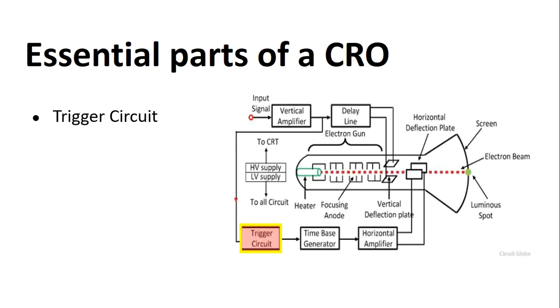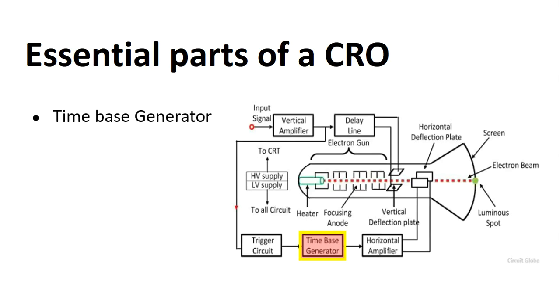Next, we have a trigger circuit. The trigger circuit produces a triggering signal or triggering pulse in order to synchronize both horizontal and vertical deflections of the electron beam. Next, we have a time-base generator. The time-base generator produces a sawtooth signal which is useful for horizontal deflection of the electron beam. Hence, the x-axis of the CRO can be calibrated in terms of time and input can be displayed with respect to time on the screen of the CRO.